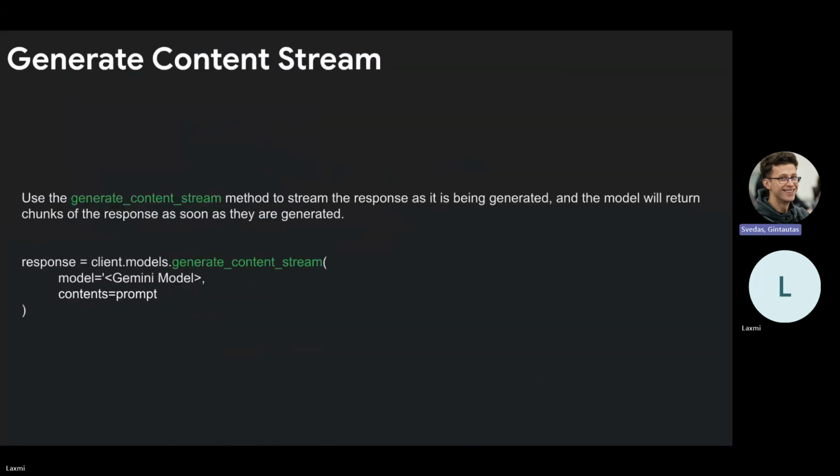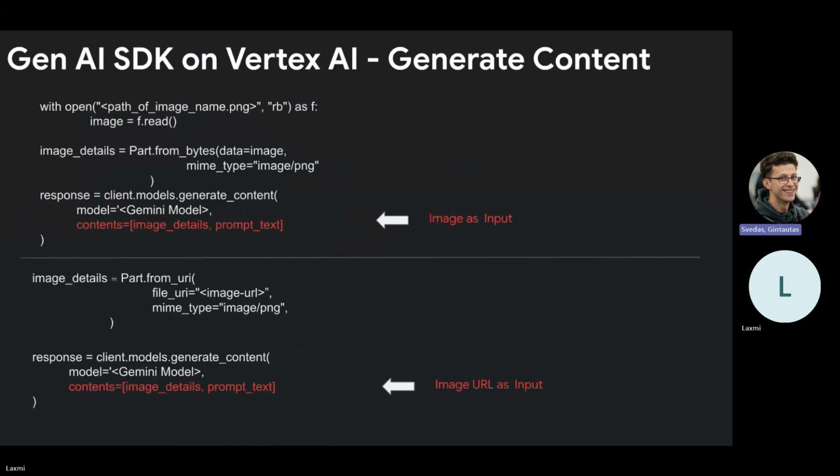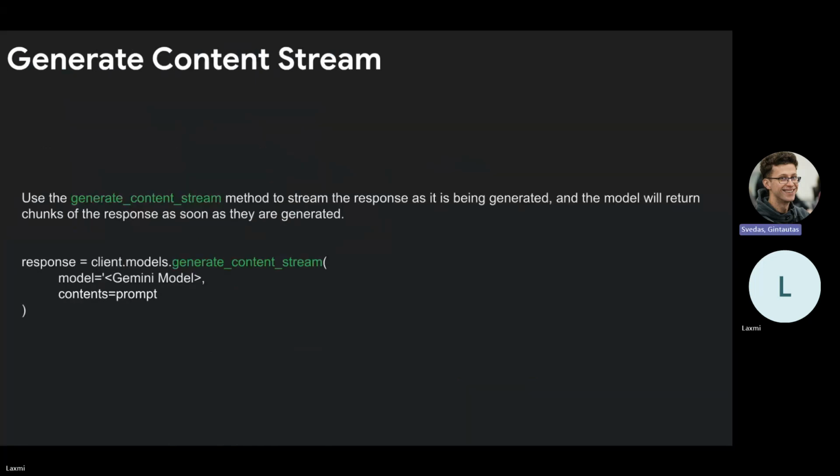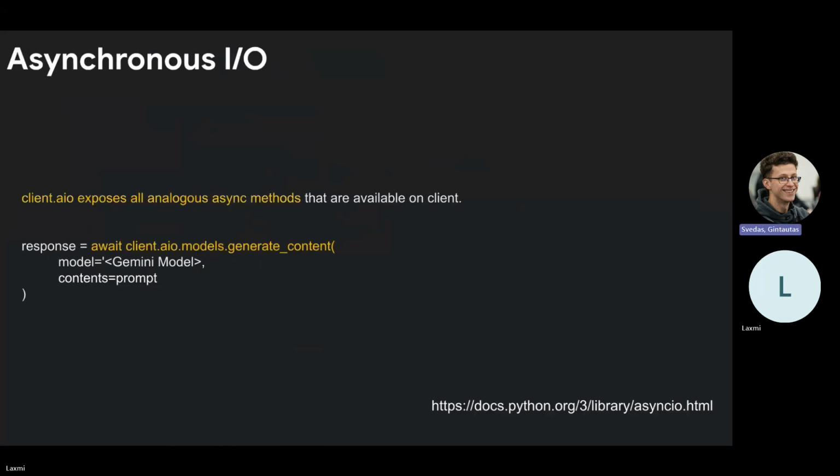And then again, the generate content API that I showed earlier is one option. Suppose you want to generate streaming content, then you will have to use generate_content_stream. That's how simple it is. Everything else remains the same. Again, if you want to do asynchronous IO, then you have to do client.aio.models.generate_content. What I'm trying to put across here is the simplicity of using this SDK. The learning curve is not too steep.